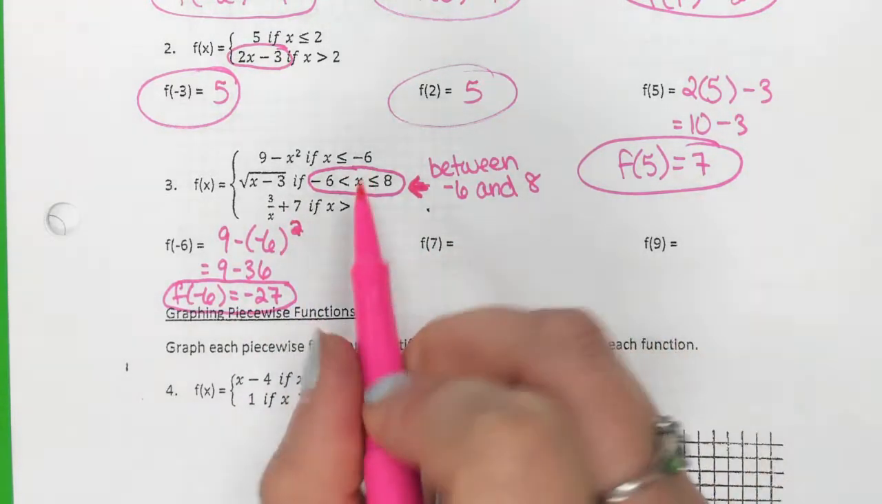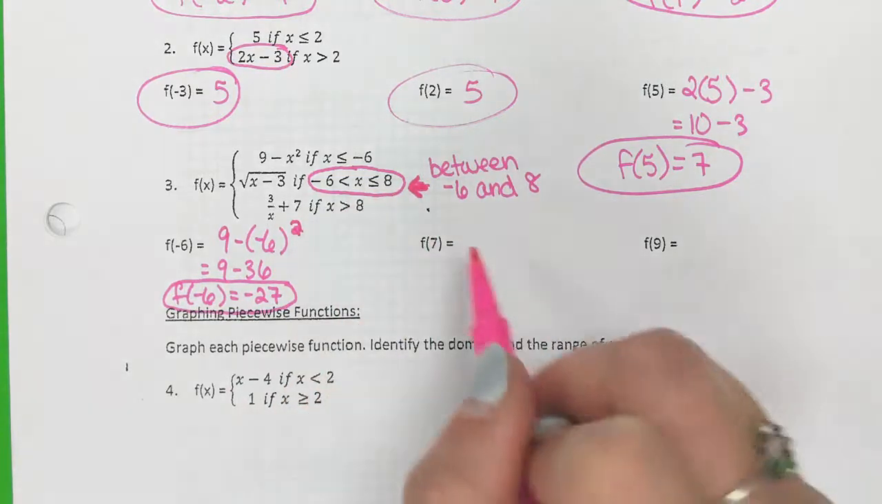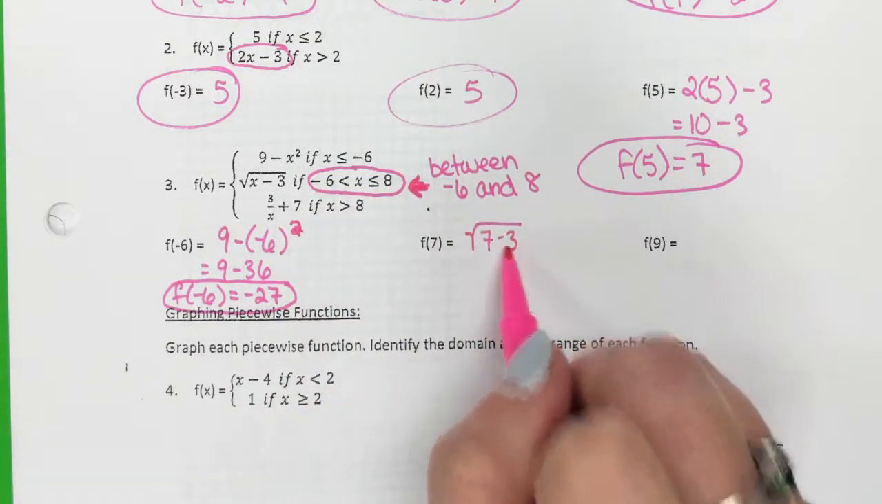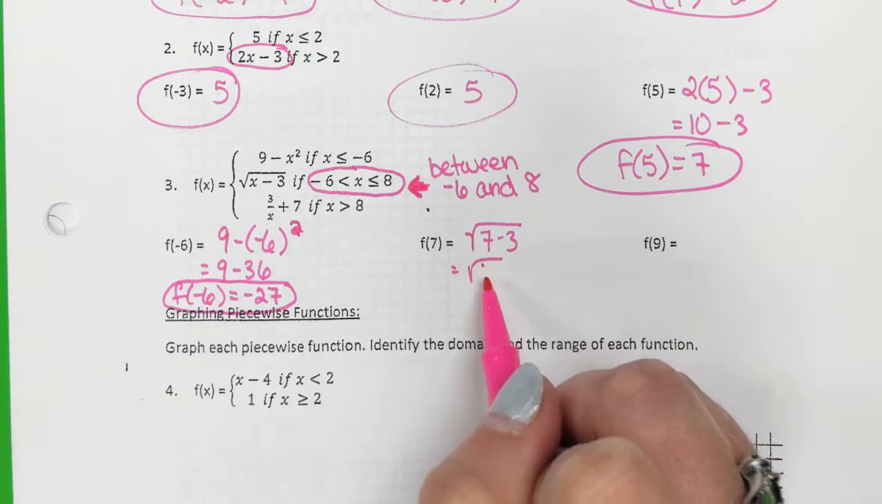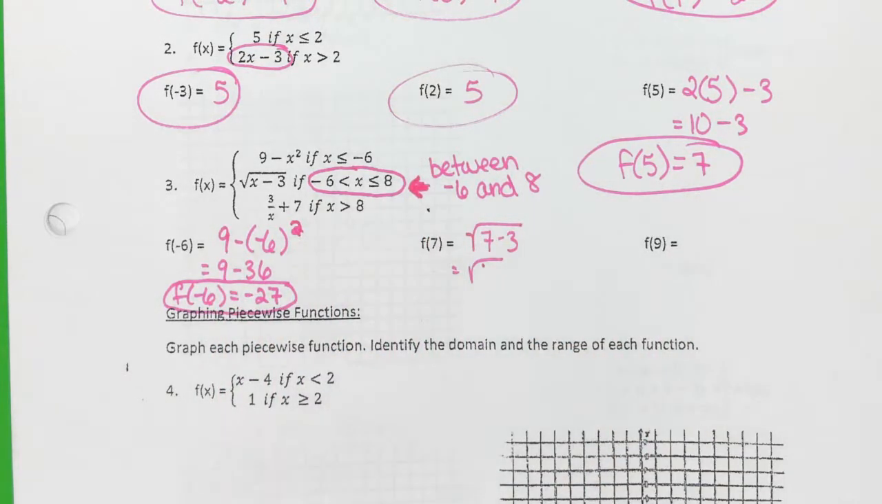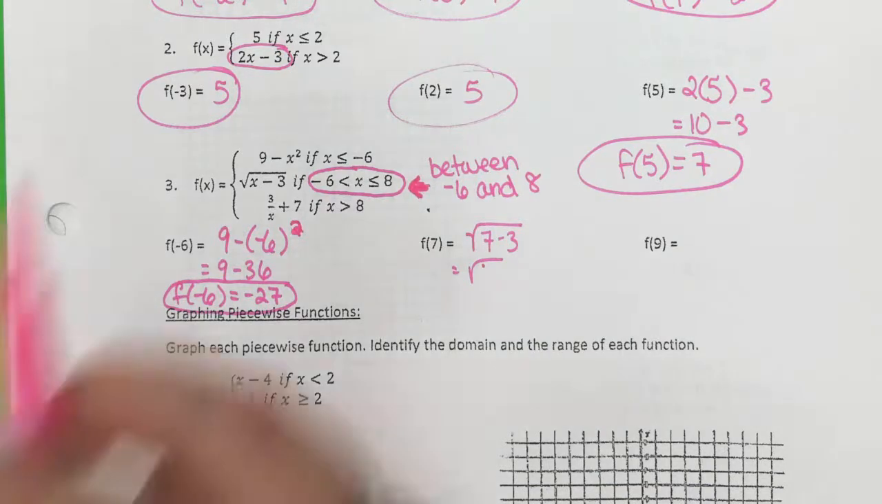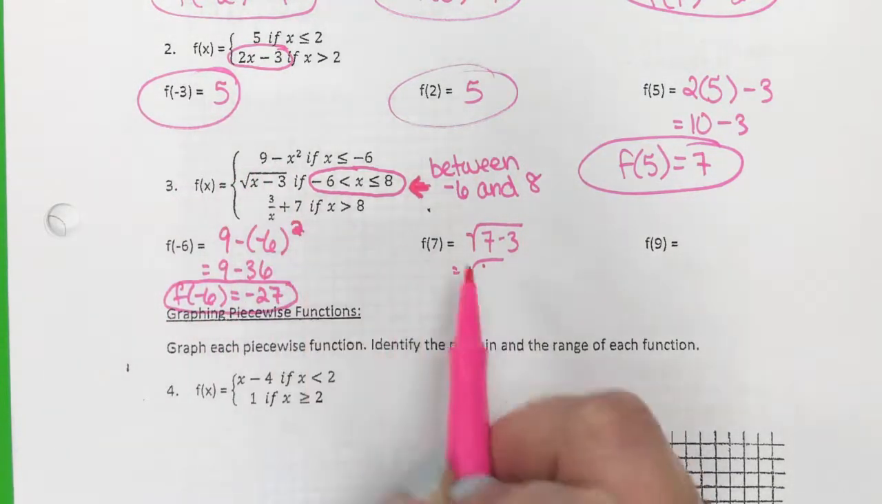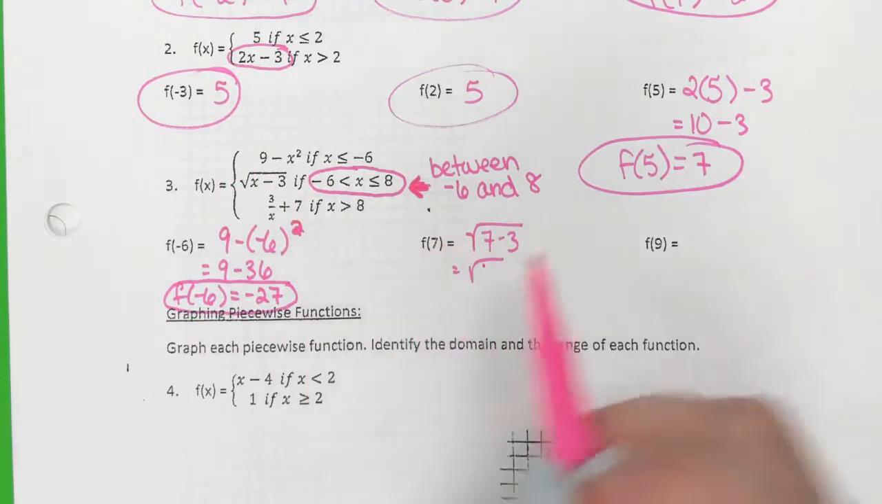All right, 7. 7 is between -6 and 8, right? So you plugged it into this one? You can do all 3 of those. But it's still the same function you're plugging into. And you're still plugging in just this number.